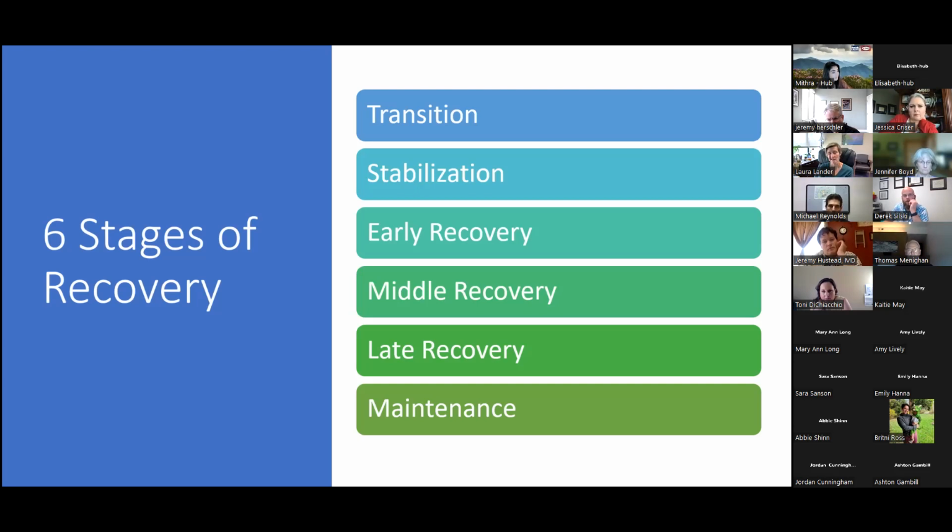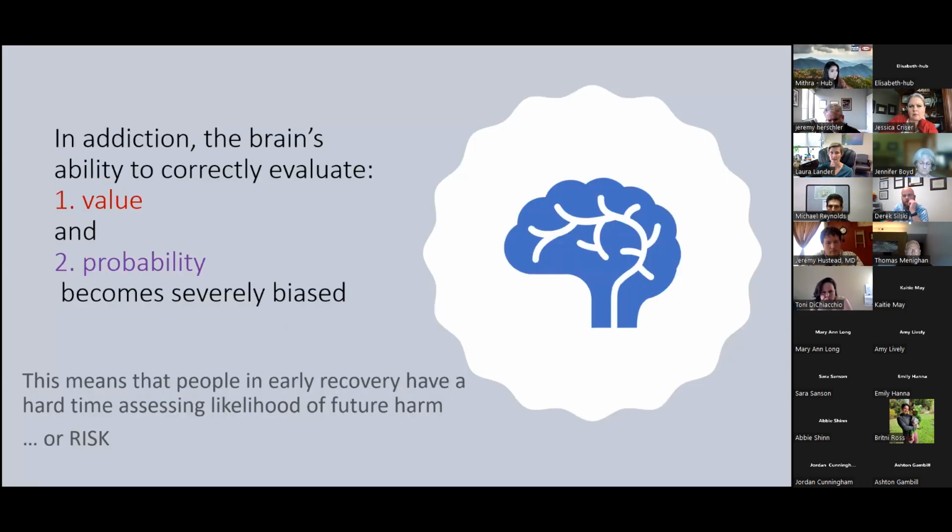Then early recovery is once people get out of the first initial 90 days of sobriety and into that early recovery period. But the first 3 stages are the highest risk for relapse. The reason for that is that people's brains are adapting to life without substances, and everyone in here knows the impact of addiction on the prefrontal cortex. Specifically, people in early recovery and in that stabilization and transition phase have a lot of difficulty evaluating the value and probability of risk when it comes to relapse.